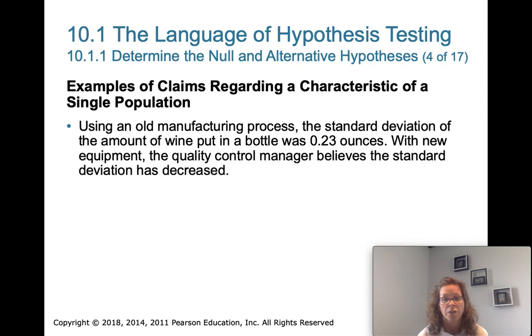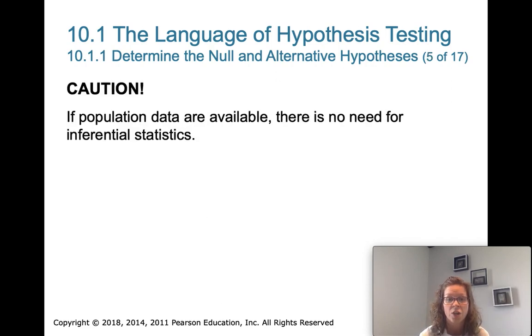Using an old manufacturing process, the standard deviation of the amount of wine put into a bottle was 0.23 ounces. With new equipment, the quality control manager believes the standard deviation has decreased. This is a hypothesis. It's a claim that the quality control manager is making, and then we'll need some data to follow that up and check and see if that claim is accurate or not. These are all examples of hypotheses.